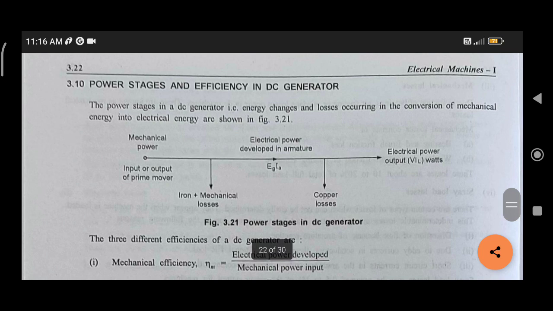This is the figure of power stages, where we have mechanical power input from the prime mover. From this input power, the first subtraction is iron plus mechanical losses, because the prime mover and the generator are connected by a shaft. Then this power is developed in the armature in the form of EgIa, and from this power the copper losses are subtracted, and we get the net electrical output power.